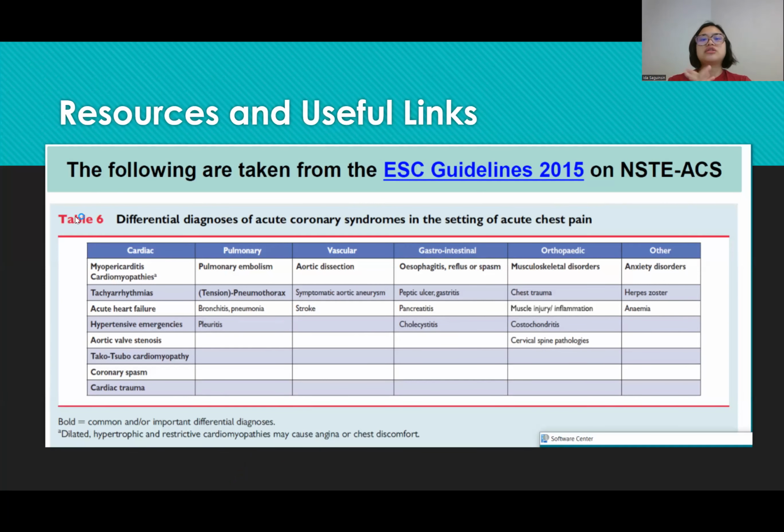We've just got these useful links. This was taken from the ESC guidelines and is also available in our Trust ACS policy. Basically, not all chest pain is cardiac. This table shows the differentials: cardiac, pulmonary, vascular, GI, orthopedic, and other causes for acute chest pain. So these are the differential diagnoses. We'd encourage you to have a look at it when you have time.